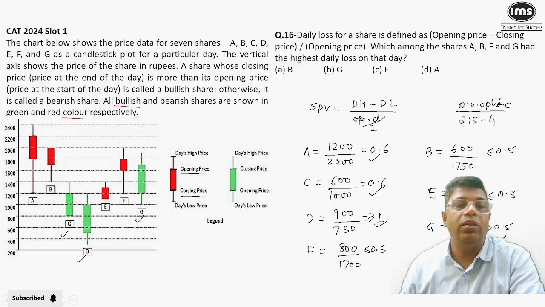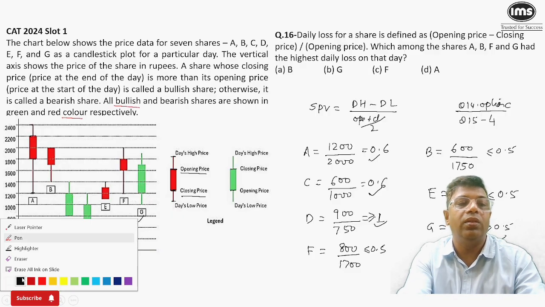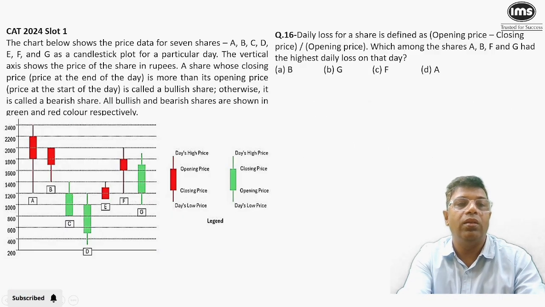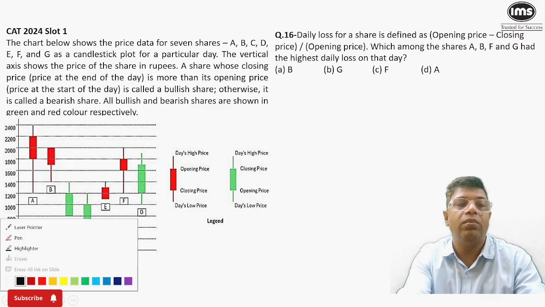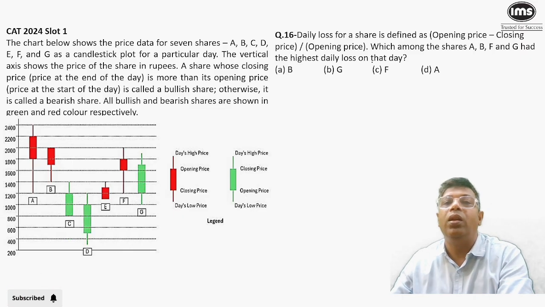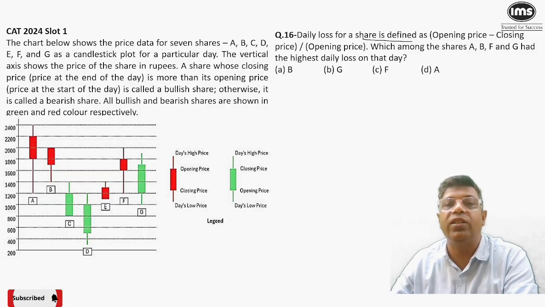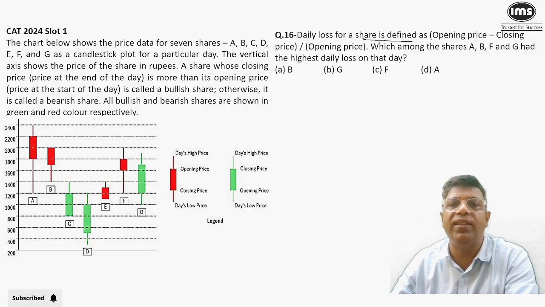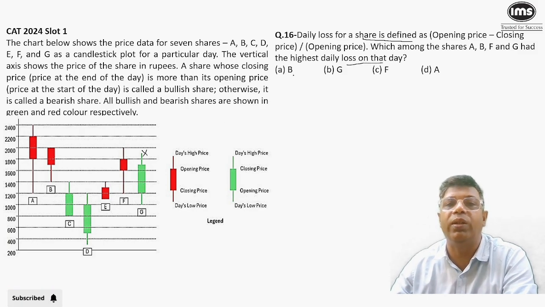Now, this talks about daily loss for a share, which is defined as opening minus closing divided by opening price. So again, the formula is given. Which among the shares A, B, F and G had the highest daily loss? Now I can see G is in green color, so there's no loss. So I only have to calculate between B, F and A. Let's do it for A.